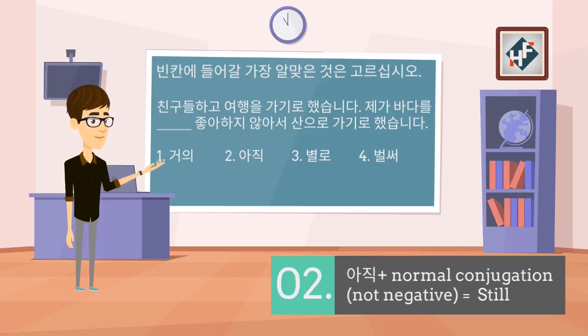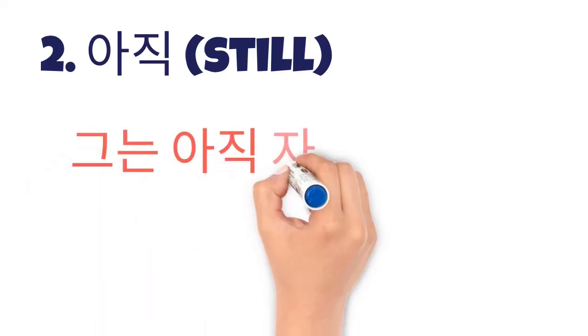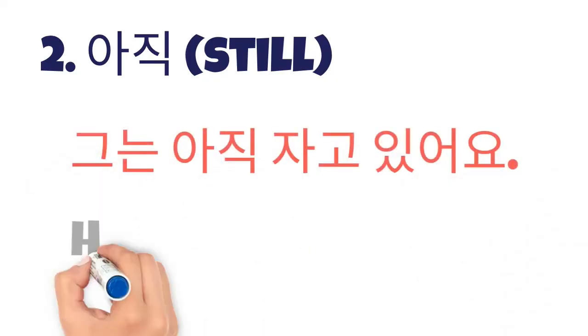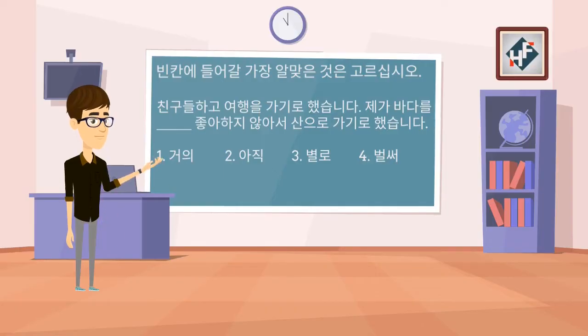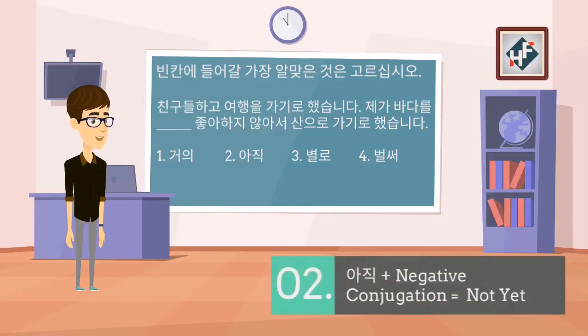For example, 그는 아직 자고 있어요. He is still sleeping. Okay? Pero pag ginamit siya before a negative verb conjugation, ang meaning niya ay nagiging not yet. Okay? So take note of that.